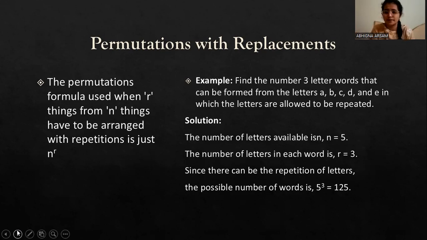Let us see an example. Now we need to find the three-letter words that can be formed from the letters A, B, C, D, E, in which the letters are allowed to be repeated. The number of available letters is 5, that is A, B, C, D, and E. The number of letters in each word is 3, so r is 3. We can directly use the formula n power r, that is 5 cubed, that is 125.